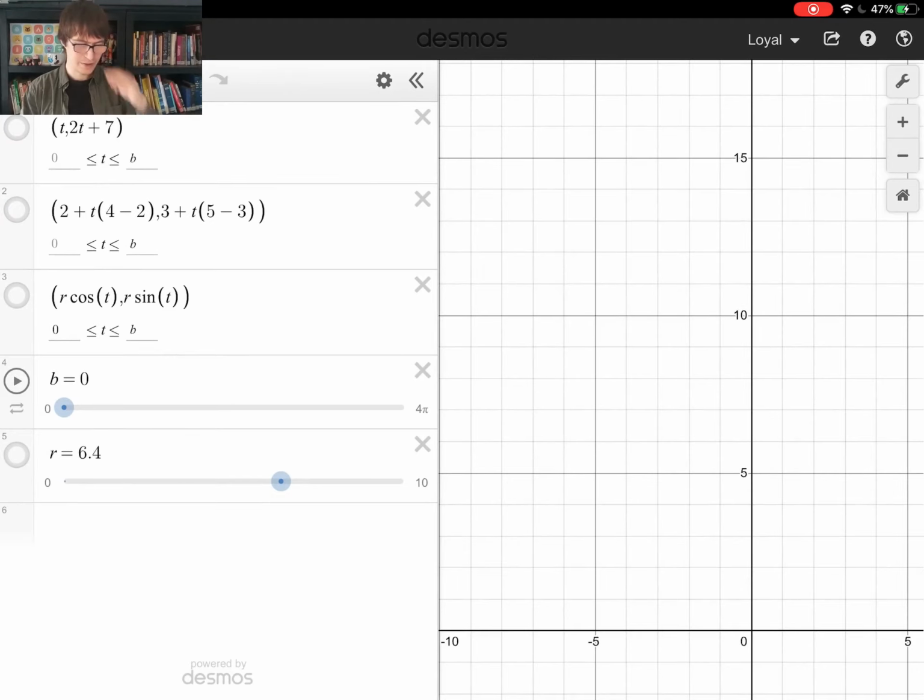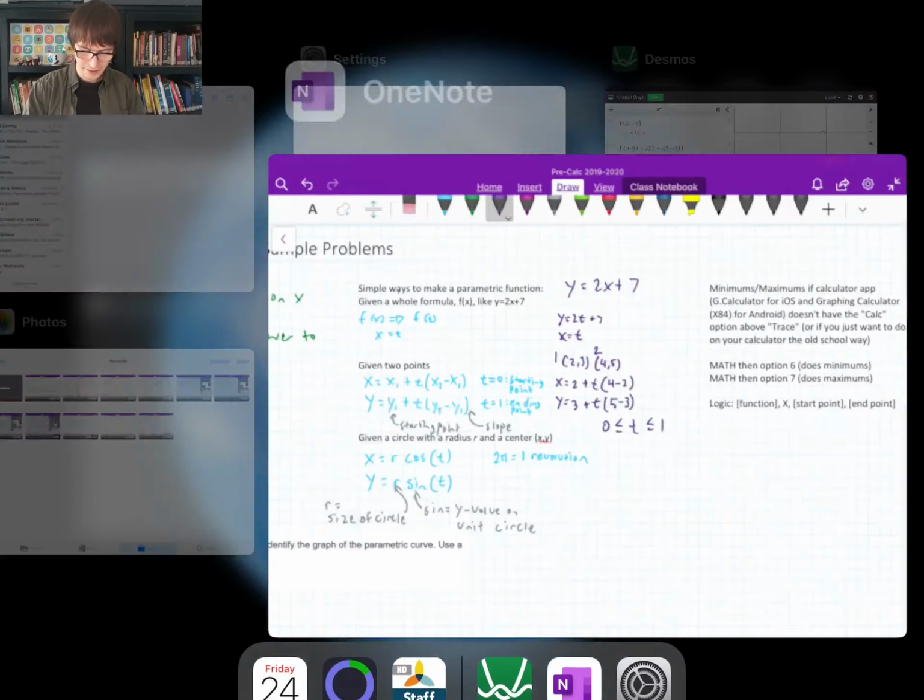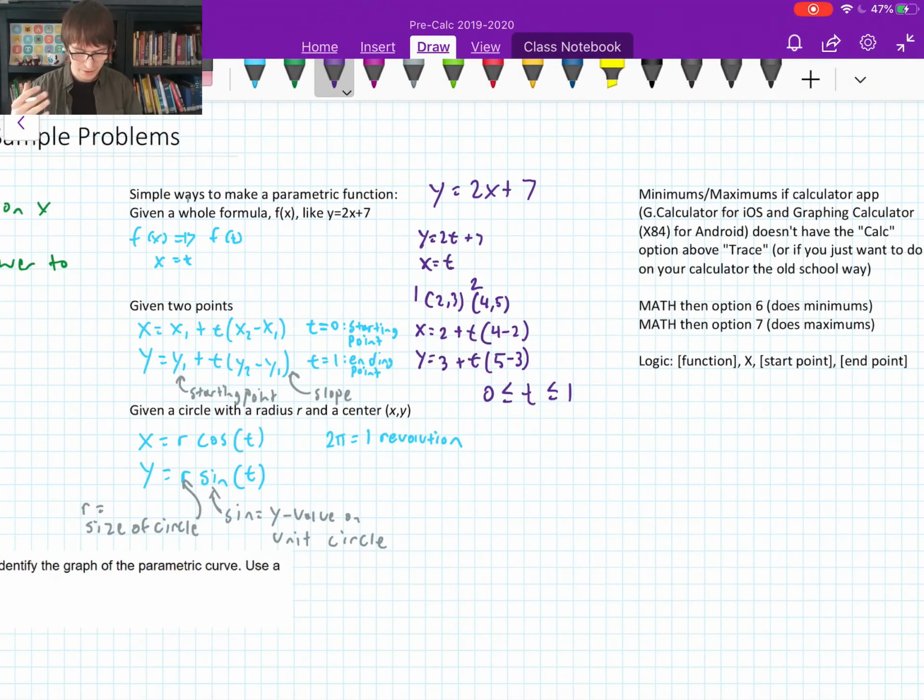This is the way Desmos reads a parametric equation, where we're going to graph a point, or a line segment in a sense, where x equals t and y equals 2t plus 7. So you can see that's the same thing as our previous one. y equals 2t plus 7, x equals t. That's the first one up here.